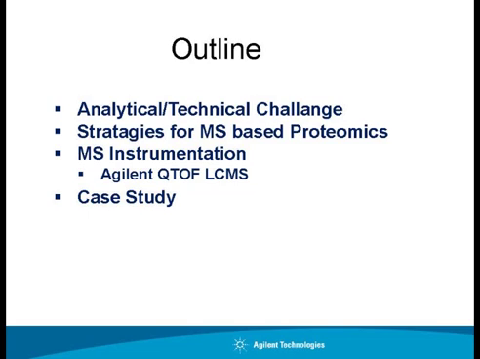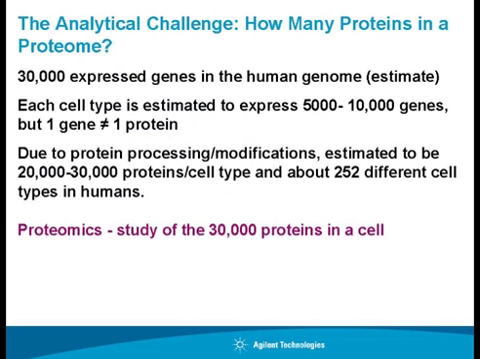So what is the analytical challenge? When we say proteomics, what is the challenge, and how do we address that challenge? The challenge remains the same as what we discussed in the previous presentation. If we say human, there are almost close to 30,000 expressed genes in the human genome, and each cell type is estimated to express almost 10,000 genes. But one gene is not equivalent to one protein. One gene can express many proteins. So due to protein processing and modifications, it is estimated to be 20,000 to 30,000 proteins per cell type, and there are about close to 250 different cell types. So you can see the dynamics and the complexity. Slowly it is increasing. So that is the challenge.